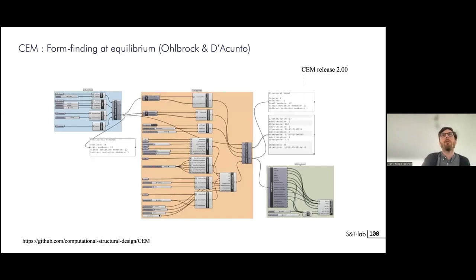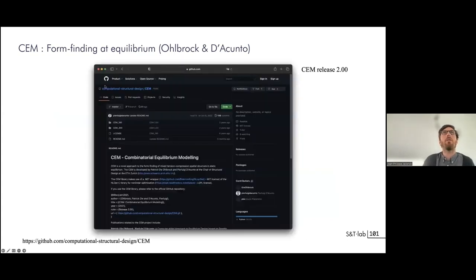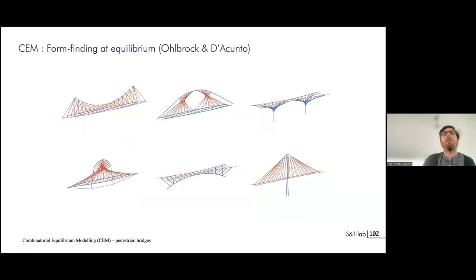So CEM is also a tool for Rhino that can be easily downloaded from the same platform, which is called Computational Structural Design. And there, from this repository, you can get the latest version of CEM, which is now the 2.0, okay? And so CEM can be used to provide geometries for different kinds of structures, or whatever kind of structures, because it's not so much related to a single solution.